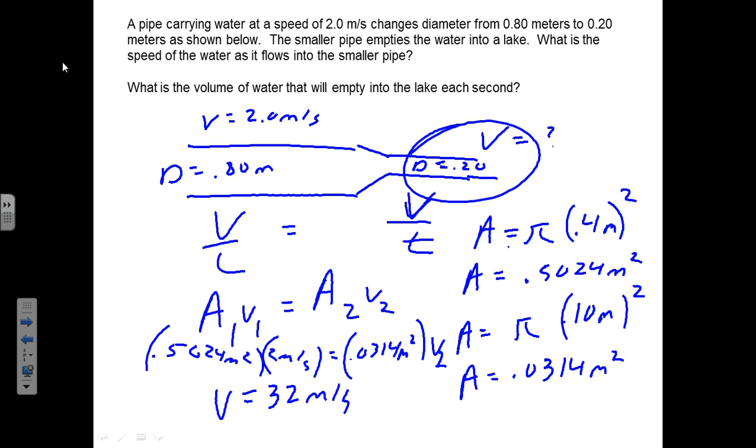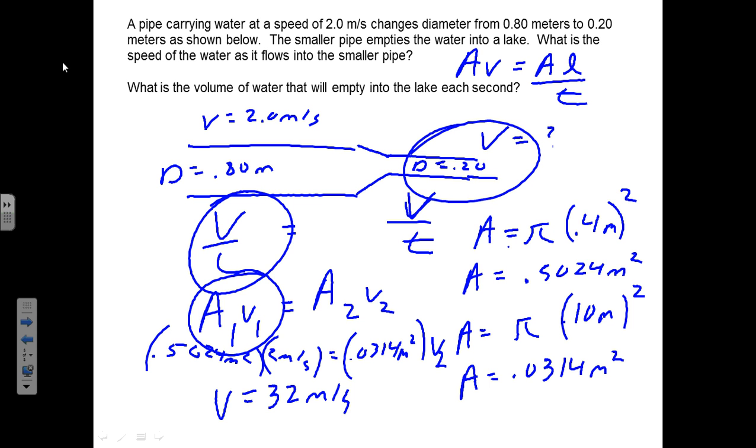The last thing we've got to figure out is what's the volume of water that will empty into the lake each second. Remember, A1V1 is really another way of saying volume divided by time. Because remember, area times velocity could also be written as area times length over time, and area times length is volume over time. So all we need to do here is just solve for either A1V1 or for A2V2.